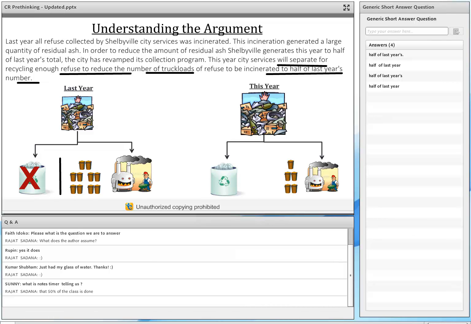even if we collect 100 times as much refuse. That's something that's already happening. That's something that you should have inferred from reading the argument itself. Can you guys see this?